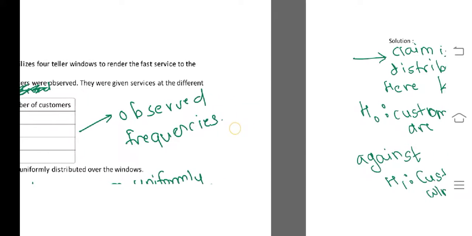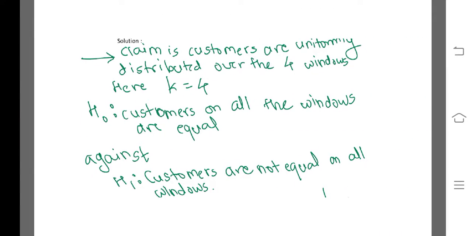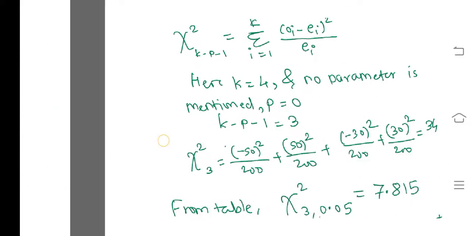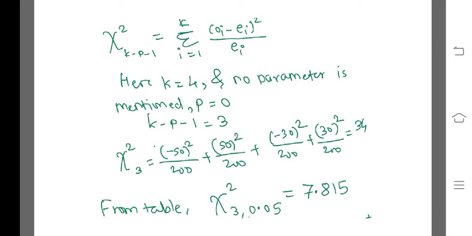So let's write it down. The claim is the customers are uniformly distributed over 4 windows. So K is 4. H0 is customers on all windows are equal, against H1 that customers are not equal on all the windows. So chi-square with K minus P minus 1 degrees of freedom. Here K is 4, no parameter is mentioned, P is 0. So K minus P minus 1 is 3.